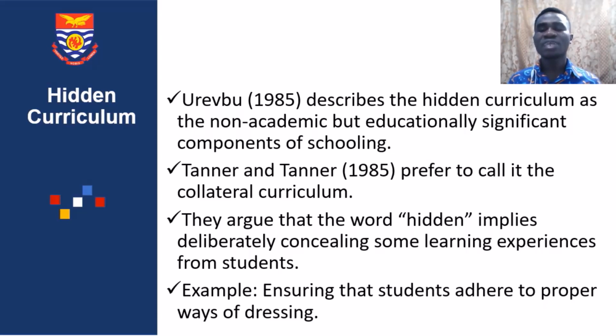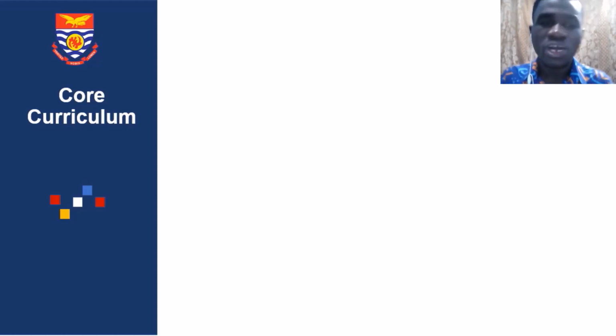And you realize that we grow with this. So in our job place, anytime we are going to work, we make sure that our shirts are well ironed. We tuck in our dresses. We wear belts. We wear shoes with socks. We polish our shoes. So you realize that this curriculum, although it is hidden, is not concealed. And that is why Turner and Turner prefer to call it collateral, because it is related to our real life experience.